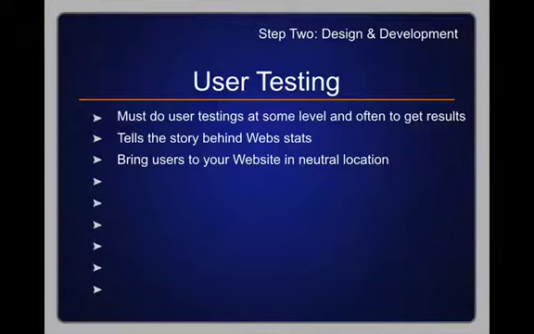So find a neutral location and bring users to a neutral location. And then as you go through the different tasks that you ask them to do, observe them using the website. Don't help them. Make sure you record the session, and there's lots of software out there that'll help you record the user testing session and where they click and all these other things.